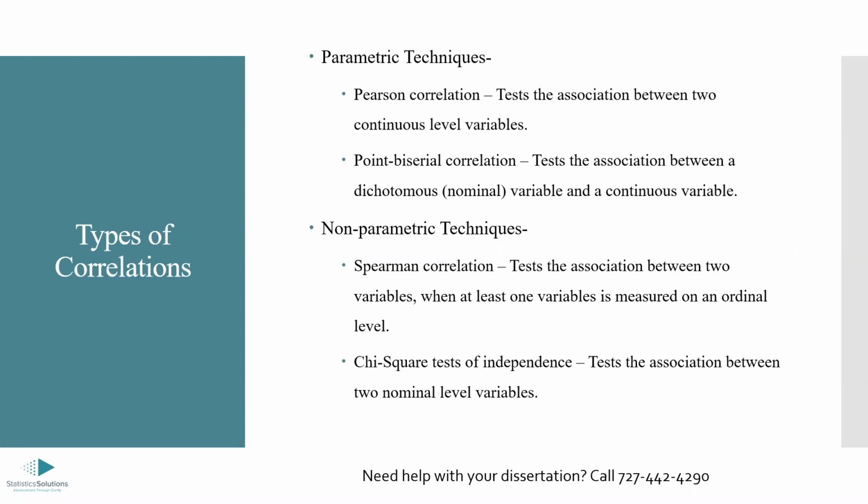And the final example we have here is a chi-square test of independence. So this is used when you're testing the association between two nominal or categorical variables. Okay, so something like, is there an association between gender and ethnicity? That would be a chi-square example.